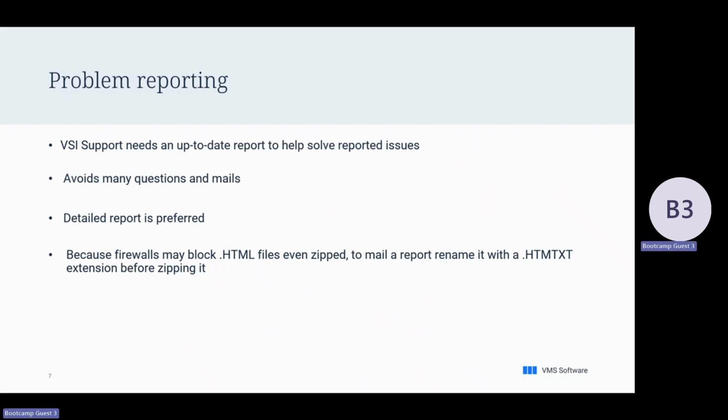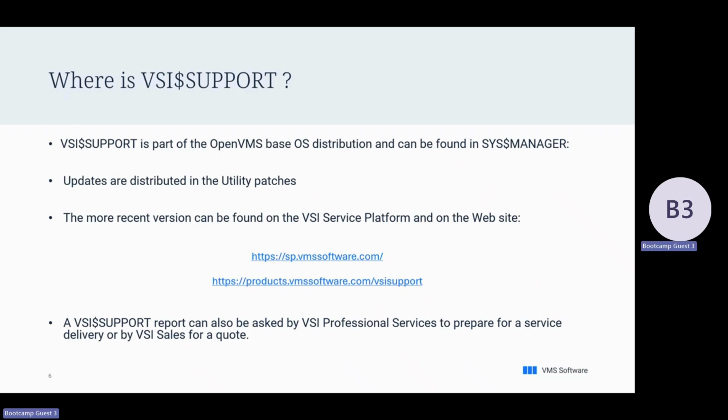And also, I said it was also on the service portal, right? Yeah, it's not only on the website. For customers, of course, with a support contract, you will also find the latest version on the service platform, for all architectures, and the kit name is VSI$support package name.